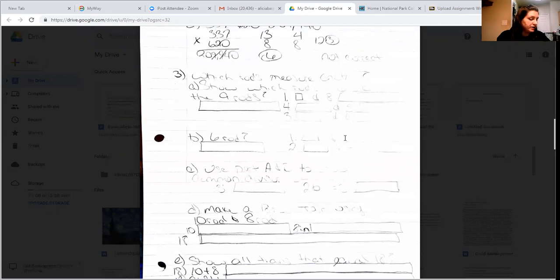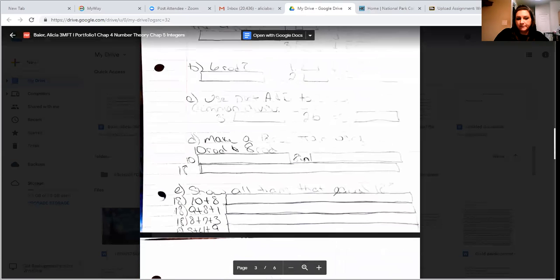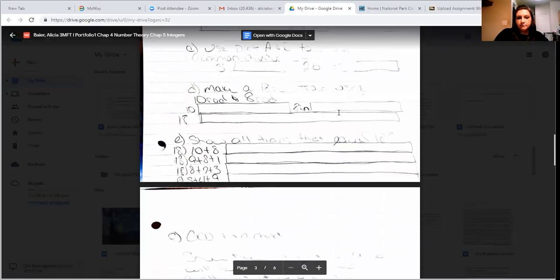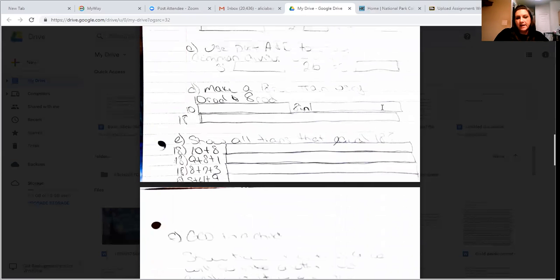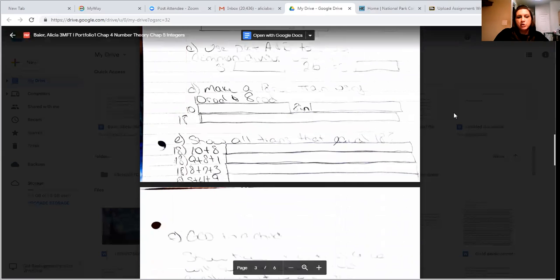2 plus 1 is 3, so you would use this 2 plus 1 rods to equal the 3. Make an 18 rod train using the 10 rod and the 8 rod. And as you can see, let me bring it down a little bit. Right here, here's the 10 and here's the 8, and you add them together and that's the 18 rod. Show all trains that equal 18: 10 plus 8, 9 plus 8 plus 1, 8 plus 7 plus 3, 5 plus 4 plus 9. All of those equal 18.